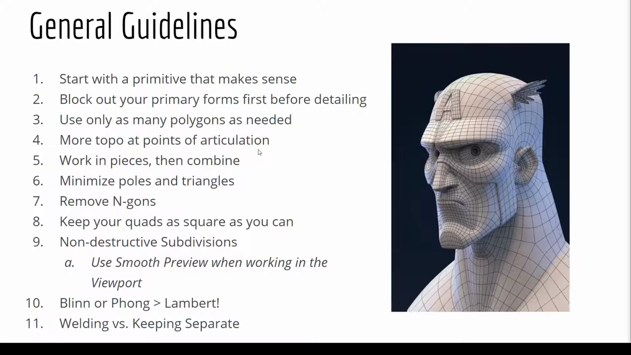But from a more holistic viewpoint of your project, you don't want to add more topology than you need, because it's going to slow down your scene and make it harder for yourself and your team to work with your models. The more topology and polygons you have in your scene, the more it takes for your computer to compute that scene. Especially when it comes to animation and rigging, the more polygons there are, the harder it is for the rigger or the animator to do their job. So only use as many polygons as necessary and try to get away with as few as possible.